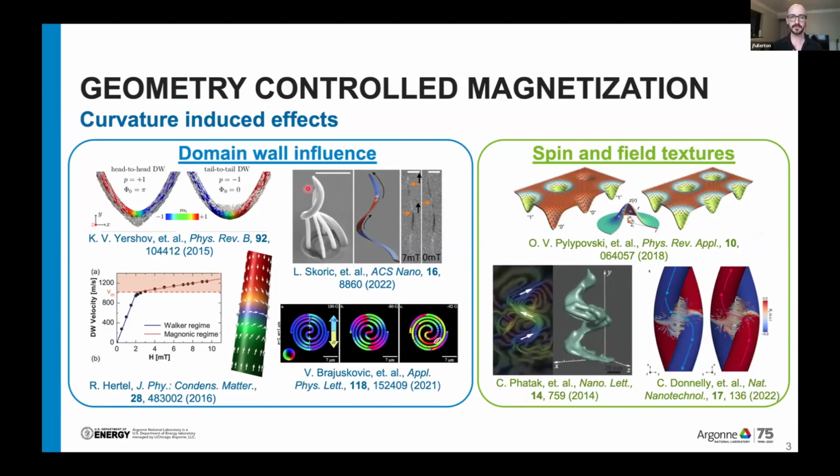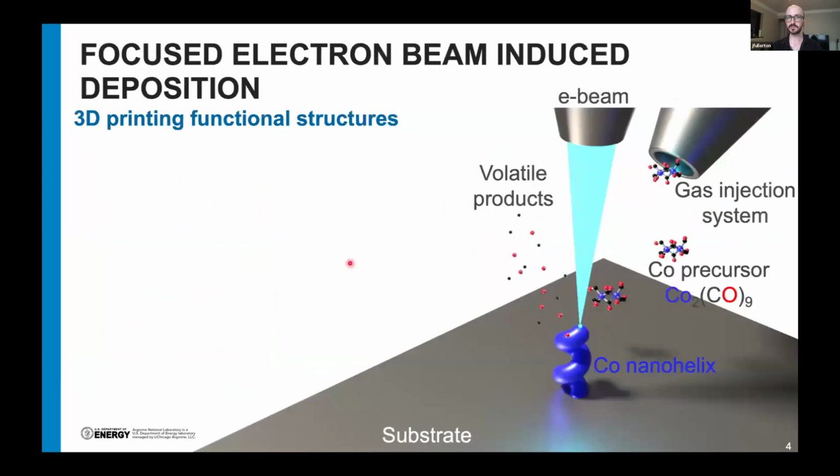Now, in order for us to study these types of 3D and curved magnetic structures, there are a range of fabrication techniques people can use: electrodeposition, glancing angle deposition, etc. But the one I'm going to talk about today is known as focused electron beam induced deposition, or FEBID, which I think offers quite a unique platform in this field, as it essentially works like a nano 3D printer.